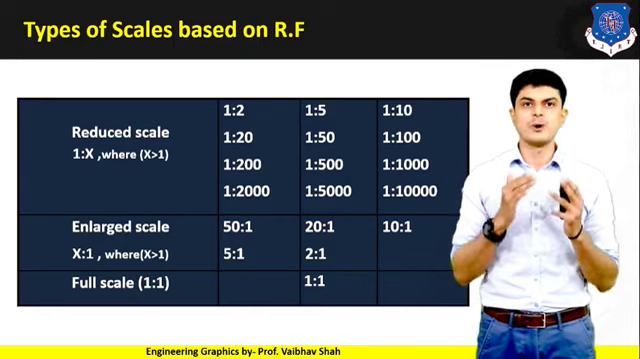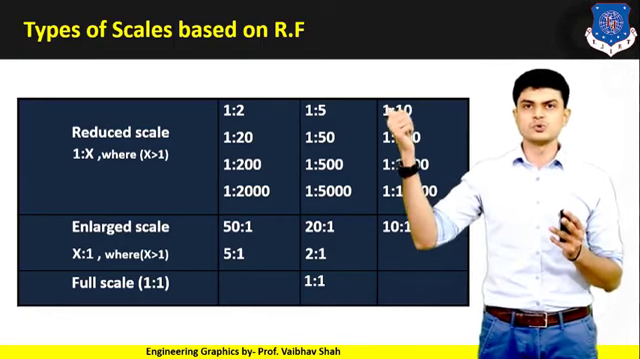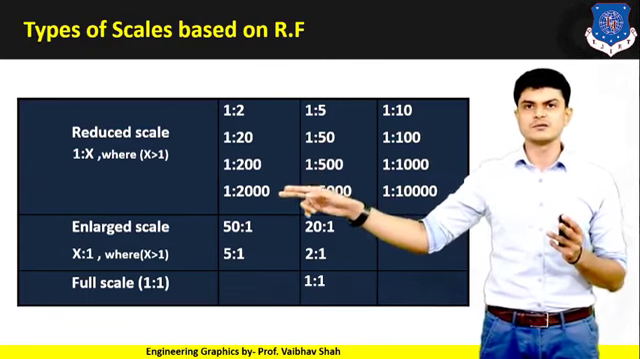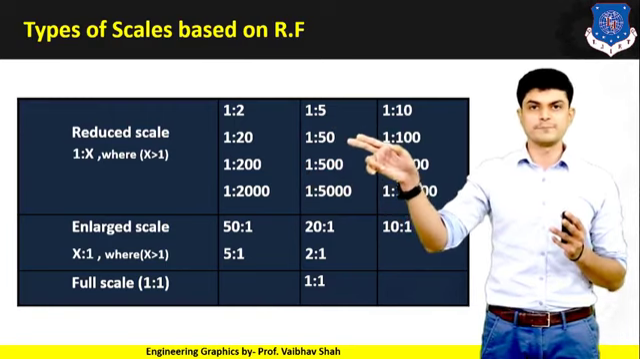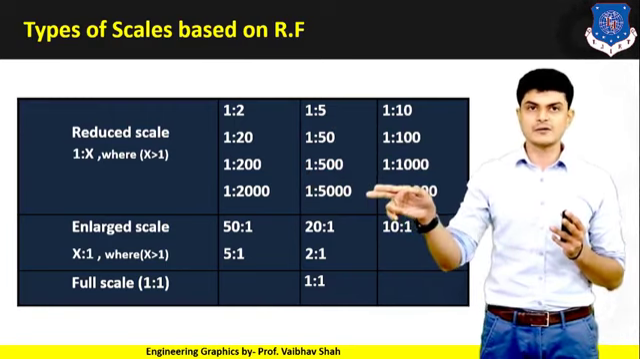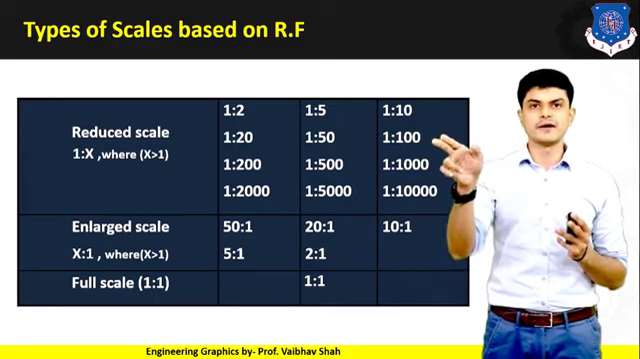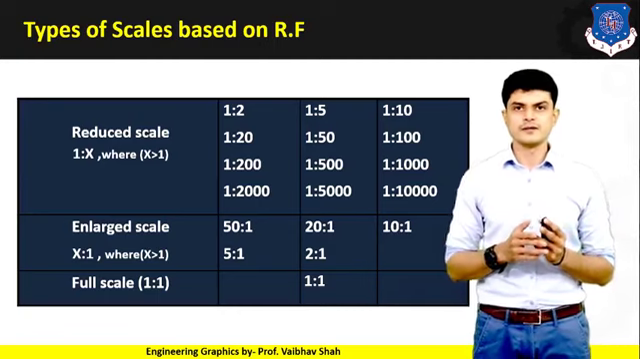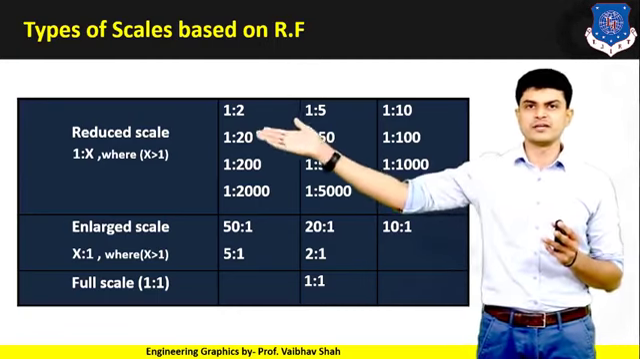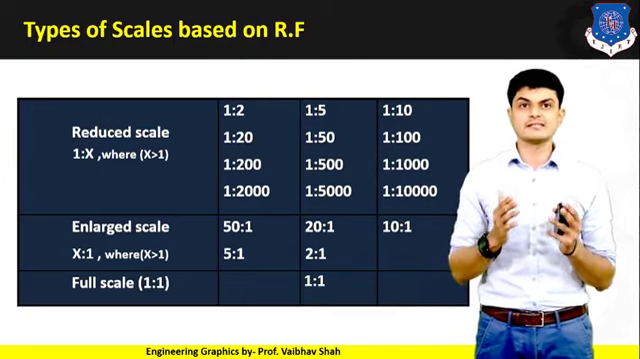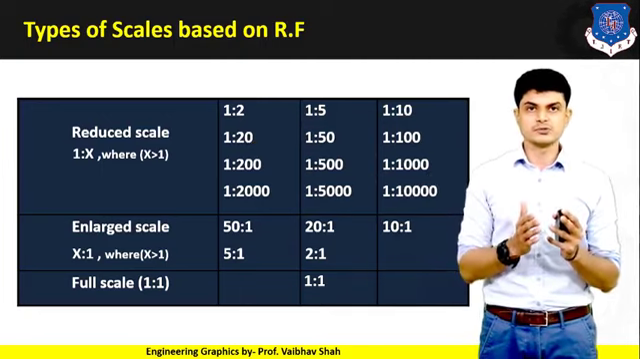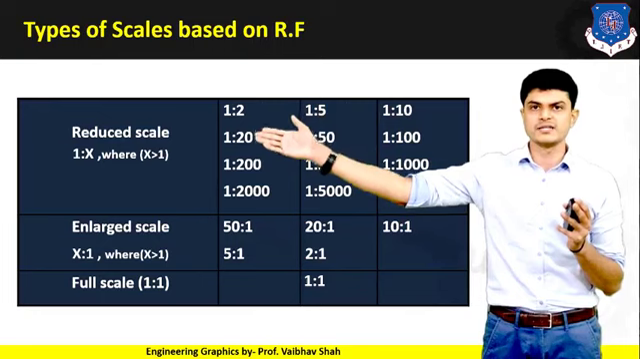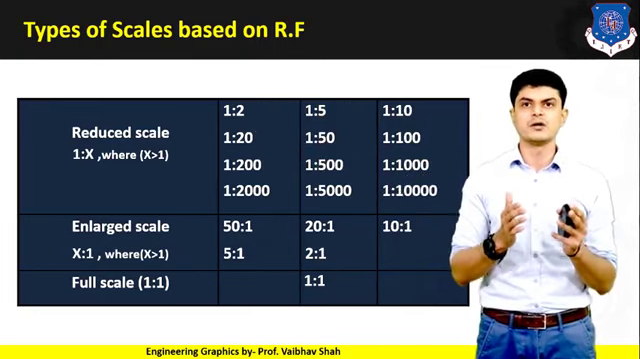So now let us see a few examples of the reduced scale. 1:2, 1:20, 1:200, 1:2000, 1:5, 1:50, 1:500, 1:5000, 1:10, 1:100, 1:1000. So as you can see, reduced scale is of the form 1:x, where x must be greater than 1. So wherever you find any scale with x greater than 1 in the form 1:x, that means this must be your reduced scale.